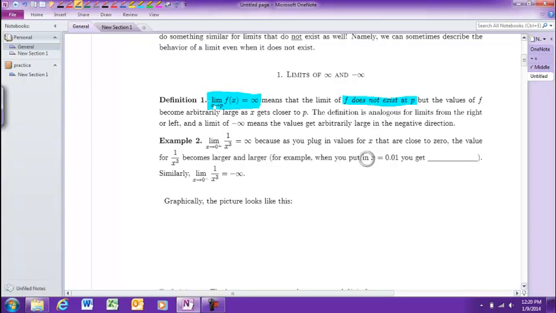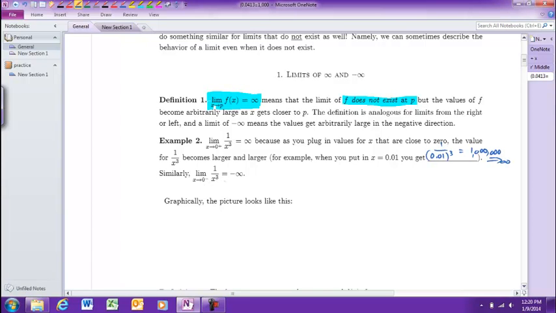So for example, if you plug in x equals 0.01, you get 1 divided by 0.01 cubed, which, if you plug that into your calculator, is about 1,000,000. Okay, so this number, 0.01, is really close to 0, but it's positive. And when you plug that into the function, you're getting a really big number. So that means you're going to infinity.